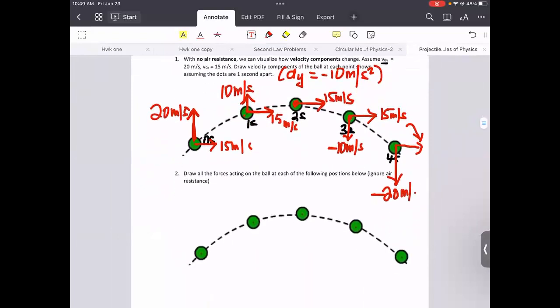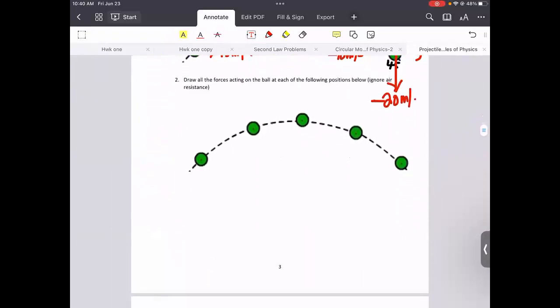Okay, so now let's look at question 2. Question 2 says, draw all the forces acting on the ball at each of the following positions below. Ignore air resistance. Well, first position, the force is always downward. Remember, as long as it's a projectile, it's in the air, where we ignore air resistance. So the only force is gravity. So FG here. Here, the only force is gravity still.